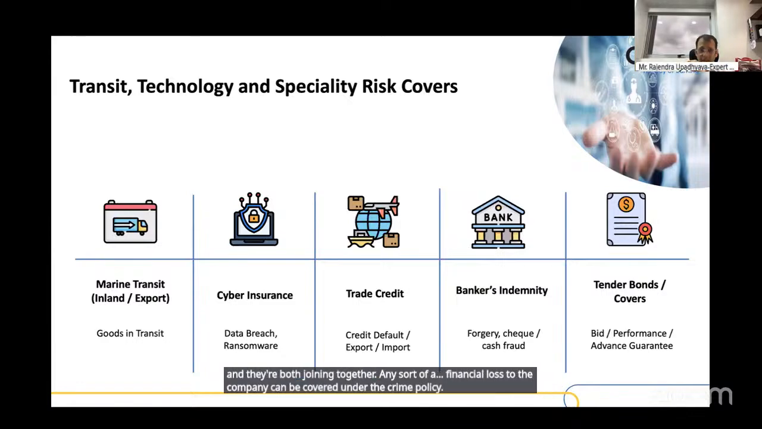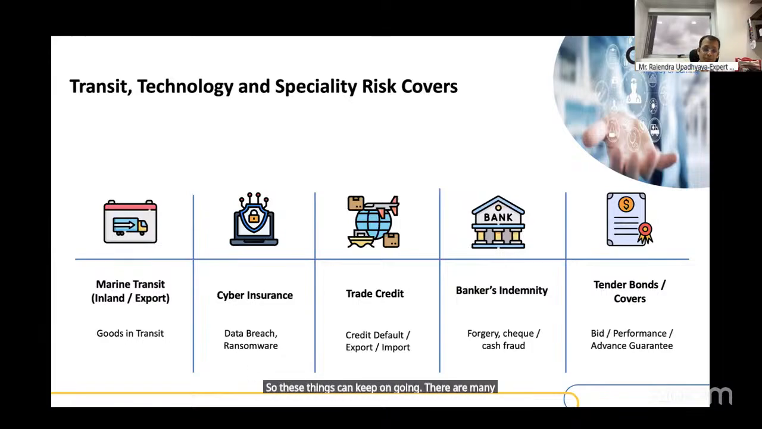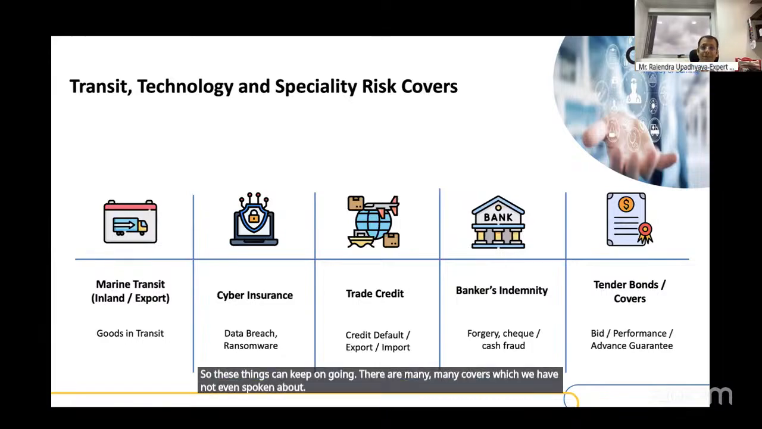So these things can keep on going. There are many covers which we have not even spoken about, but this is kind of the gist of the covers available.